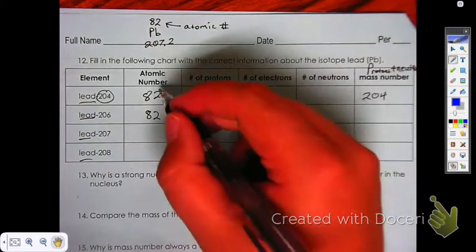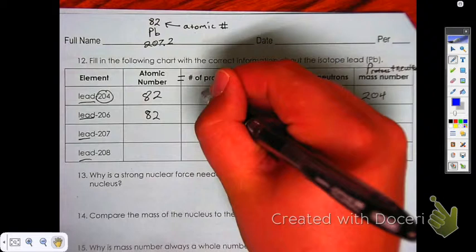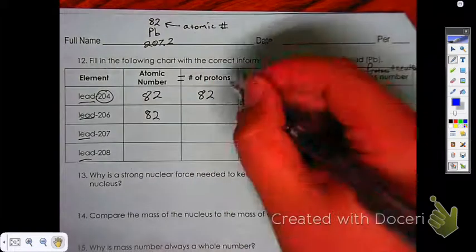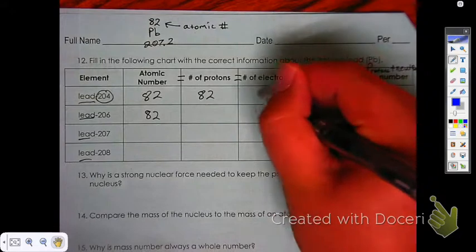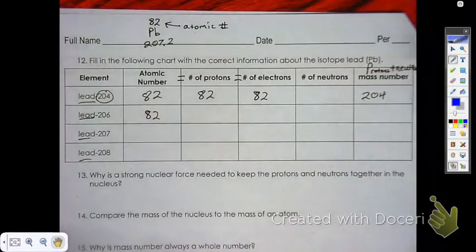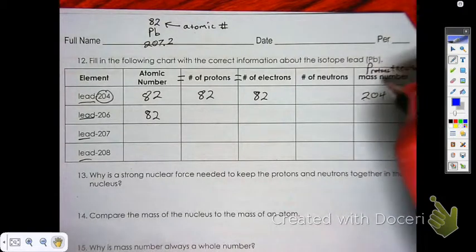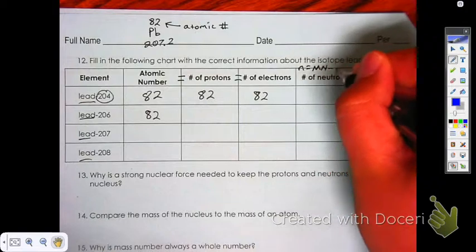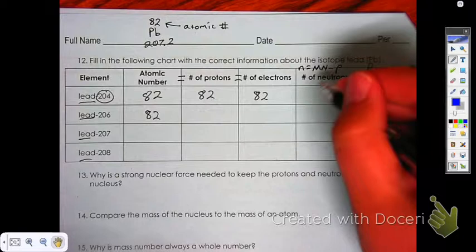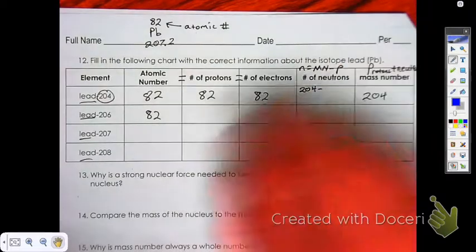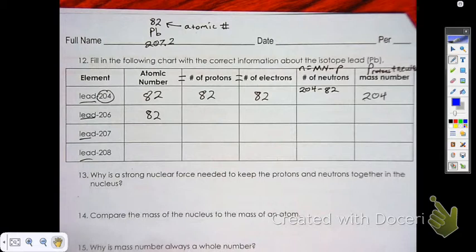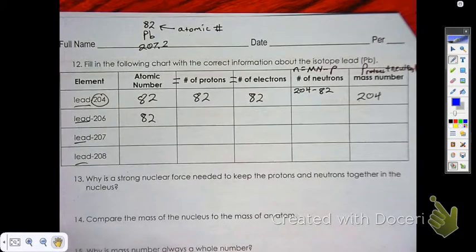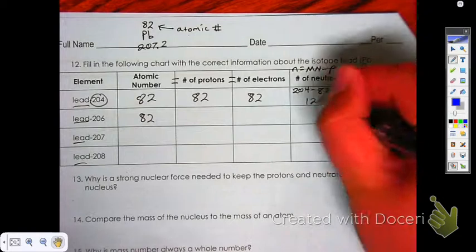So since the atomic number is 82, this also equals the number of protons, so that is also 82. And because this is a neutral atom, the number of electrons is also 82, because the electrons and protons have to balance each other off. That leaves us with neutrons. Remember, to get neutrons we have our mass number, which equals protons plus neutrons. So to get the neutrons, all we have to do is take our mass number, 204, and subtract the number of protons, 82. So 204 minus 82 gives us 122. So that's how we fill in that chart.